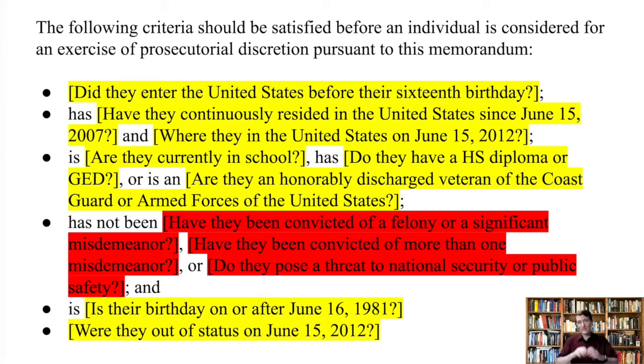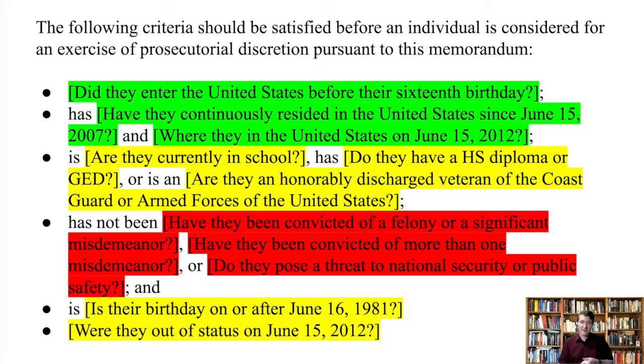Okay, so we've taken it, we've turned it into questions, and now we're figuring out what happens when I answer yes to those questions. Did they enter the United States before their 16th birthday? That's not going to disqualify me. That's going to be something that I need to have be true. So I'm going to highlight that in green, just like the ones that disqualify me in red. Likewise with being a continuous resident and being in the country on June 15th.